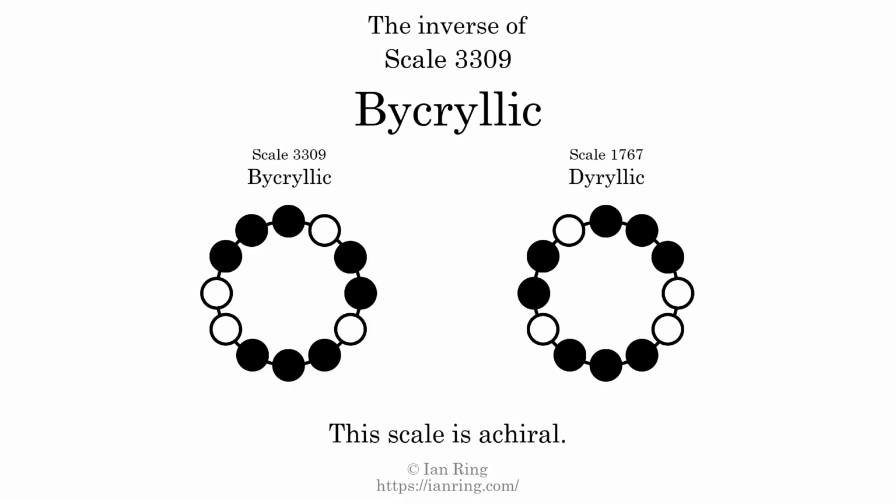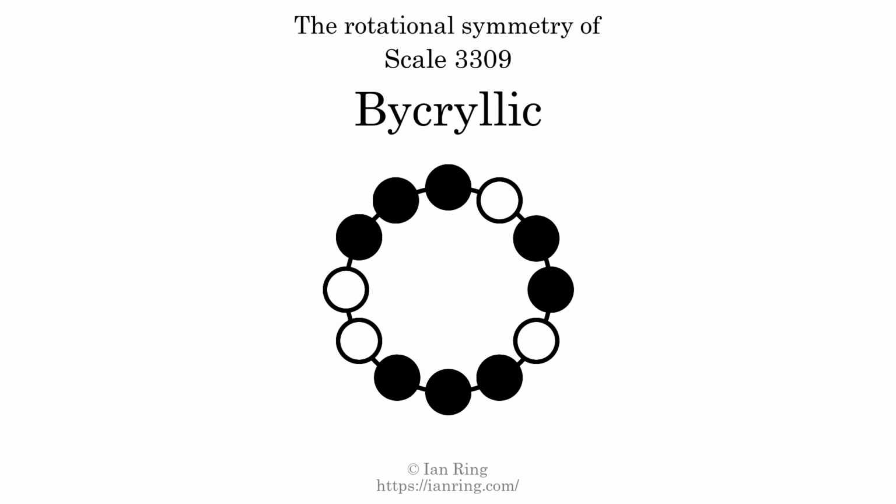The inverse of a scale is a mirror image. It is what you get when the sequence of intervals is reversed. The inverse of this scale is scale 1767, also known as Bycryllic. This scale is achiral, since it can transform into its own reflection by a rotational transformation. This scale has no rotational symmetry.